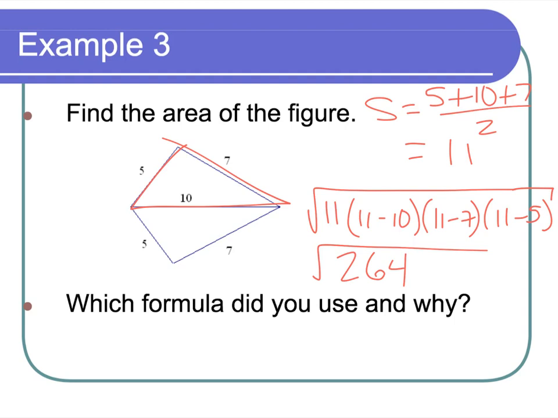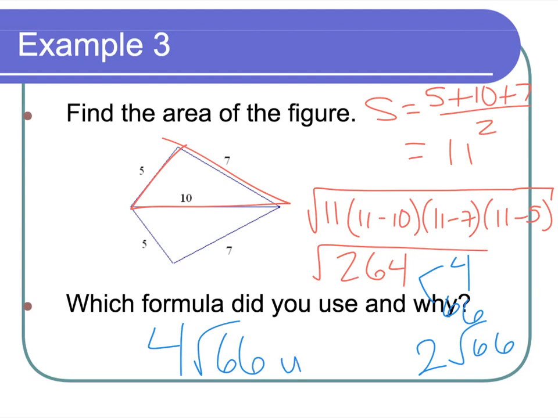Alrighty. So, let's see here. 264. What can that be divisible by? Can we do by 16? Nope. How about 4? That would then leave me with 66. And 66 is only divisible by 2, 3, and 11. So we are good to go. All right, so this will break down into 4 and 66. So 2 root 66 for one triangle, which means 4 root 66 for the whole thing, because I got 2 triangles.